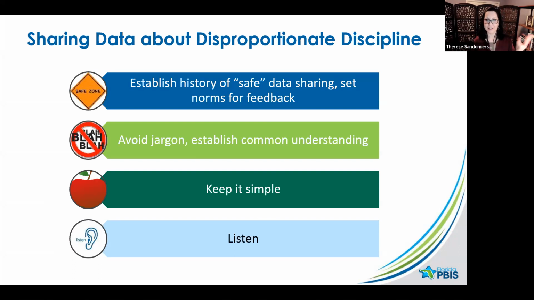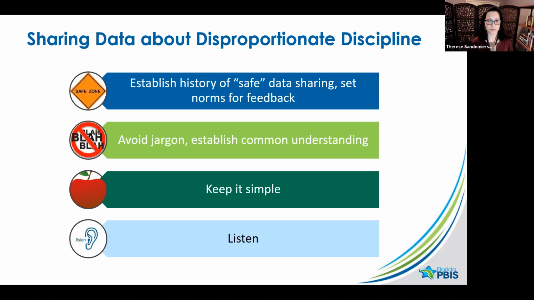So you can say, hey, these are our most common discipline patterns. What are your guys' thoughts about that? How does that compare? What are your experiences like in terms of discipline, right? So you establish a history of sharing information and you start to establish some norms for getting feedback on the information that you're sharing. The other points here we've already mentioned in terms of having good interpersonal communications. The final point, listening, is probably one of the most important things to take away from all of this.